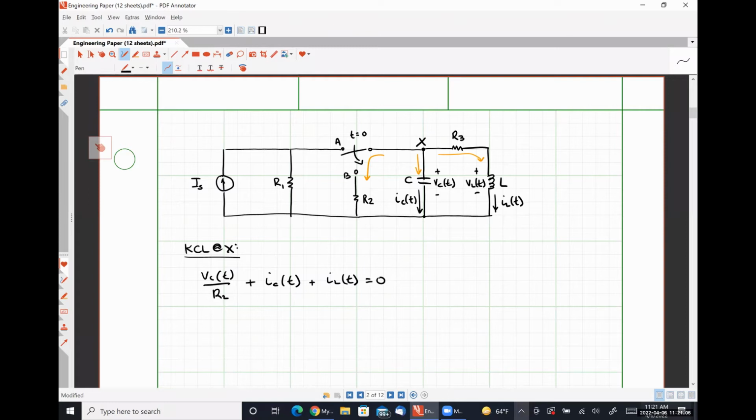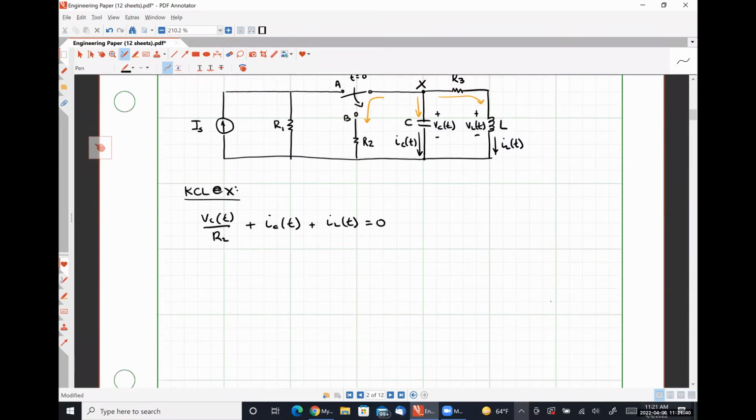So this equation is pretty good, but it's not good enough. And what I mean by that is, since I want everything in terms of just Vc or just IL, this capacitor current term needs to be in terms of those quantities as well. Well, luckily for us, there is a very simple relationship that relates the current flowing through a capacitor to the voltage drop over a capacitor: I is equal to C dV by dt.